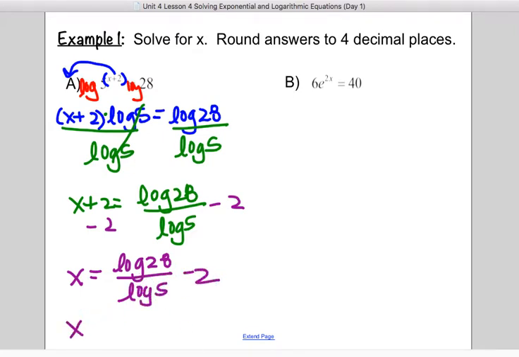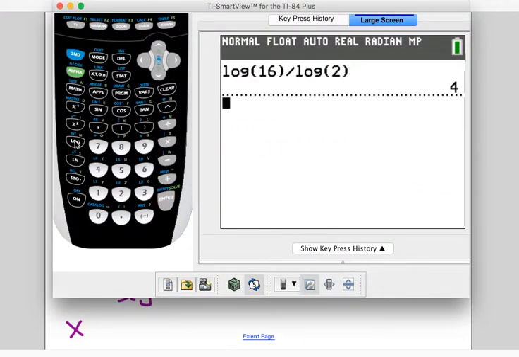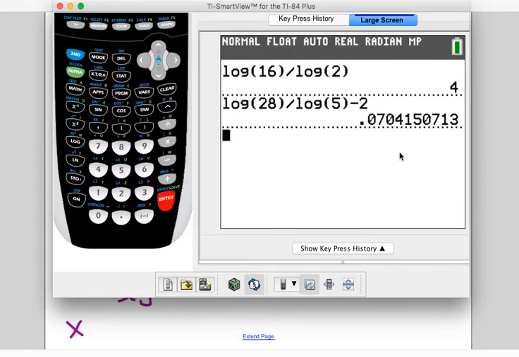And we're going to type it into our calculator. It's always good to type it in, make sure that you can type it in. We have log of 28, parenthesis, divided by log of 5, and the parenthesis, and then minus 2. Hit enter, and we're going to round to 4 decimals. So I go to my fifth, it's a 1, so it says to keep the 4 the same, so 0.0704.